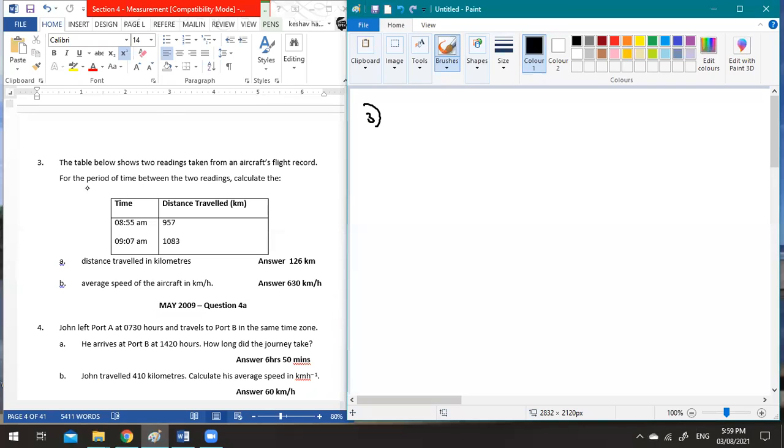Number 3. The table below shows 2 readings taken from an aircraft's flight record. For the period of time between the 2 readings, calculate A, the distance traveled in kilometers, and B, the average speed of the aircraft in kilometers per hour. All right, so the difference in time and the difference in distance travel, right?